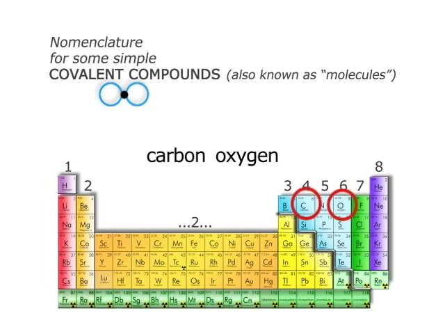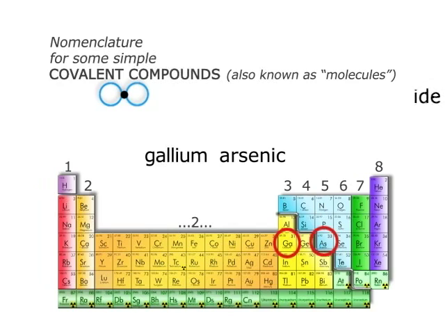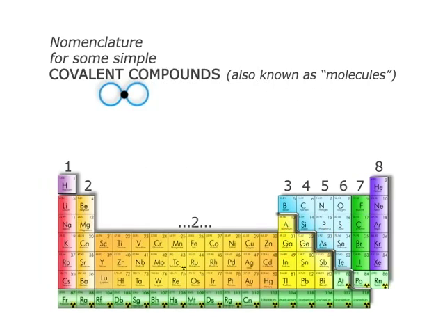Carbon, oxygen. Gallium, arsenic. Then you cut off the very ending of the second element and add IDE, which is the Latin meaning belonging to. Hydrogen-oxygen becomes hydrogen oxide, oxygen belonging to hydrogen. Carbon-oxygen is carbon oxide, oxygen belonging to carbon.